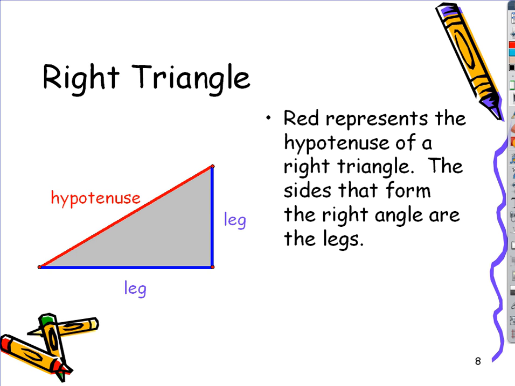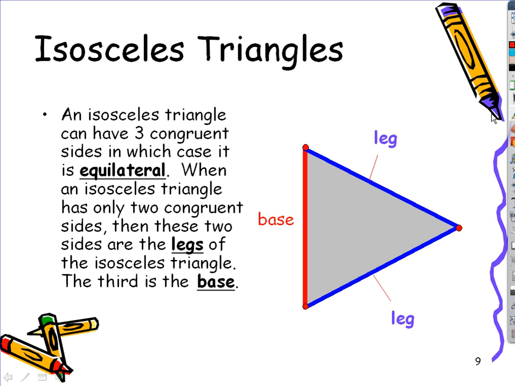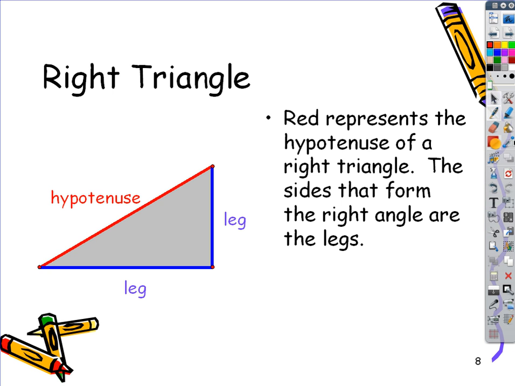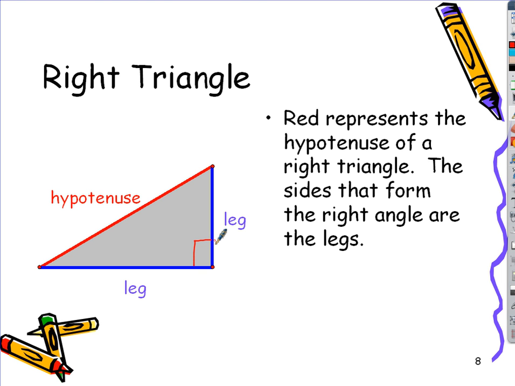Okay, for a right triangle, we've got to get a little more specific. For a right triangle, and we've already sort of talked about this, if this is the right angle here, then the side opposite the right angle is always the hypotenuse, right? And then the other sides of a right triangle we call the legs.